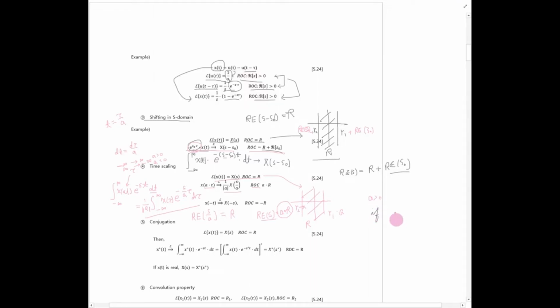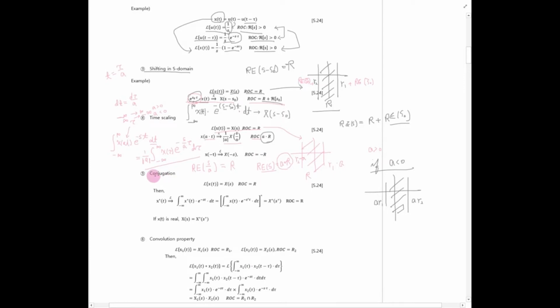If a is negative, then the sign will be changed. This should be a times R2, and this should be a times R1. So this should be the region of convergence. So in the case of a negative, and in the case of a positive, it may be the same, if expressed by a times R. So we talked about how to convert the time-scaled version. And here you need to keep in mind this a, I replace it with one over the absolute value of a times x of s over a. Okay, this one is the time scaling factor.